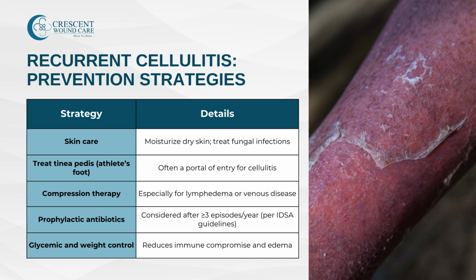Fungal infections: athlete's foot or toenail fungus can be silent culprits. Always treat them to prevent recurrent cellulitis. Lymphedema management: patients with lymphatic swelling should use compression therapy and elevate the limb regularly. Prophylactic antibiotics: if a patient has 3 or more cellulitis episodes per year, consider preventive antibiotics after physician consultation.